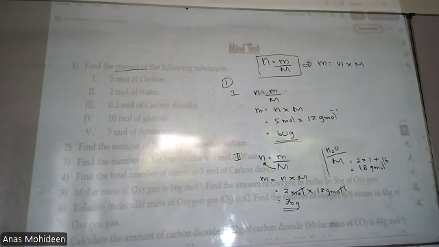Glucose, C6H12O6. If you have to add them, then add them: C6, and so on. Total we have to give.